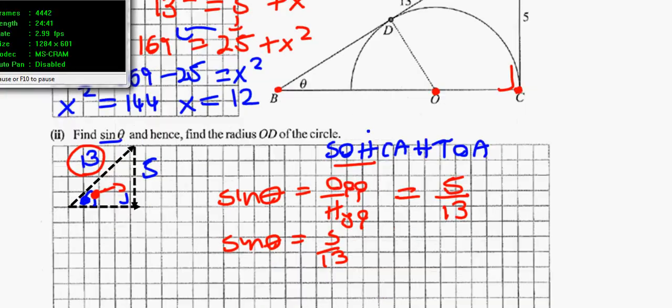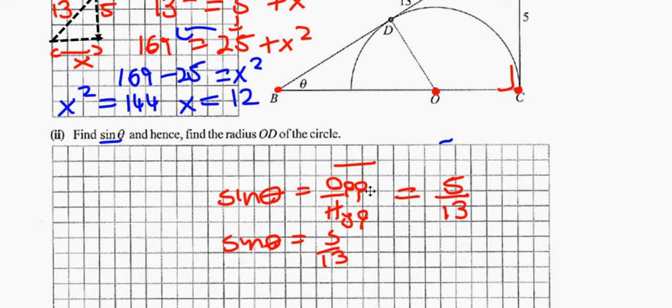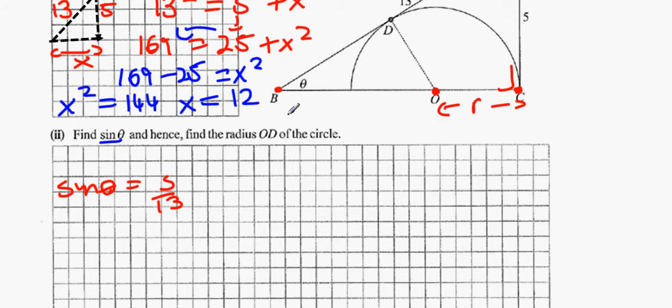Okay, so now that we know that sine theta is 5 over 13, we're going to try and figure out what the radius of this is. Okay, so to figure out what the radius is, we need to write down a letter for the radius. And we're going to call this letter R. Now remember earlier that if that's R, then this full length is 12, and that will make this length in here 12 minus R.